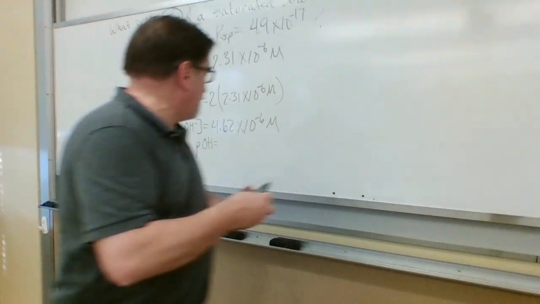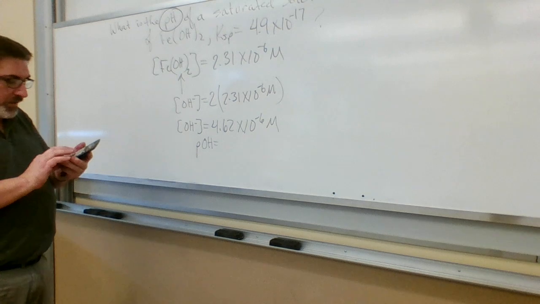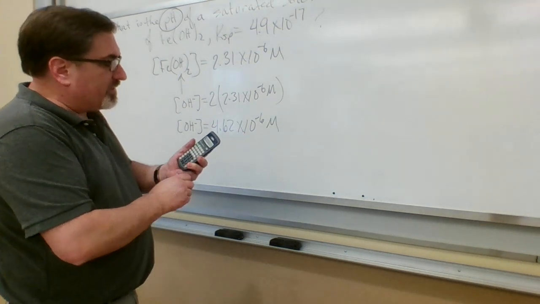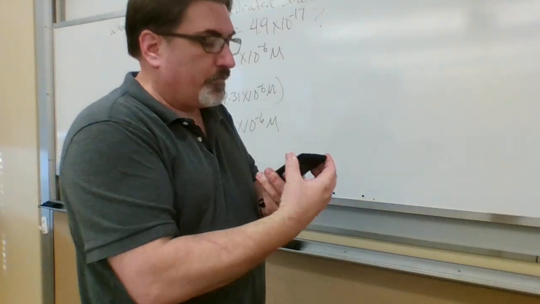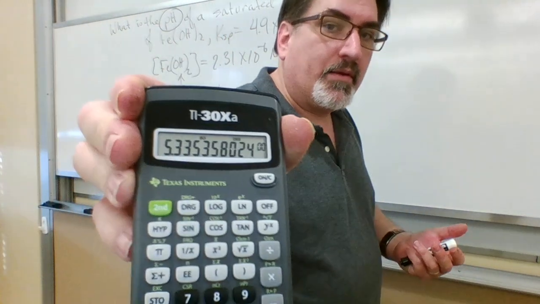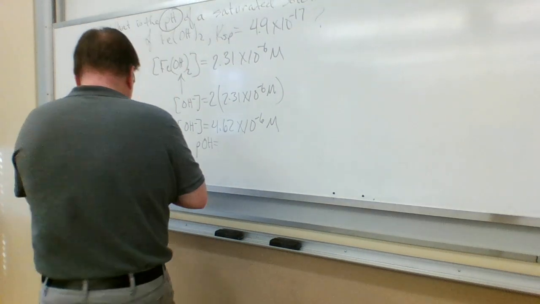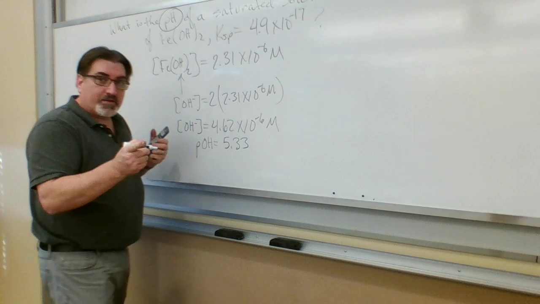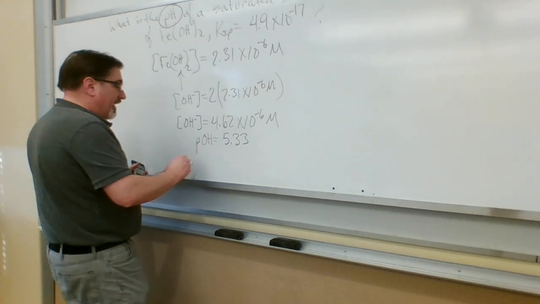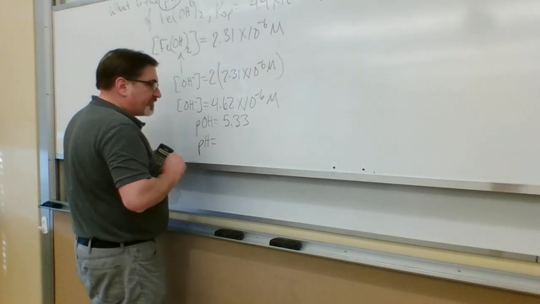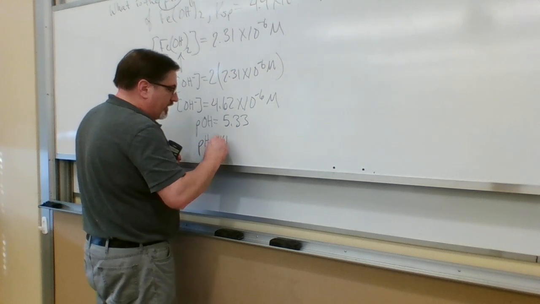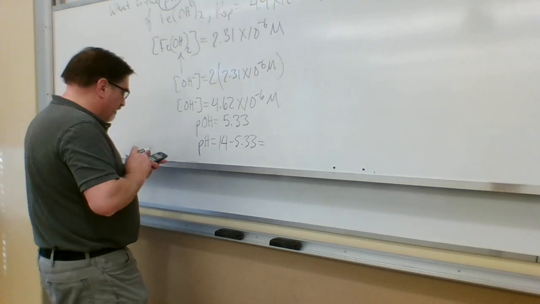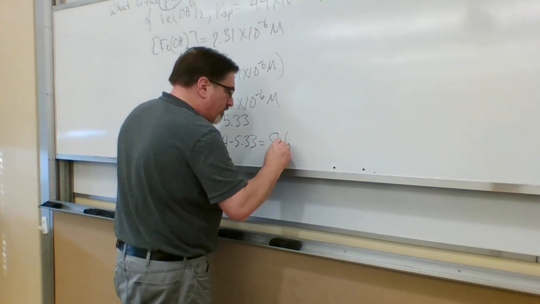which makes a pOH that we can calculate: negative log of our concentration of OH-, 4.62 E minus 6, log, and flip the sign, 5.33. Again, don't fall into the trap of thinking you're done, because we want a pH. pH is 14 minus pOH, so 14 minus 5.33, 8.66.